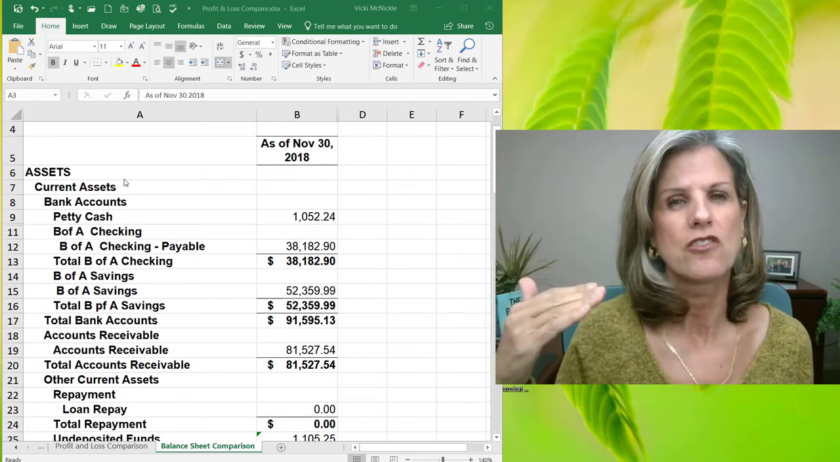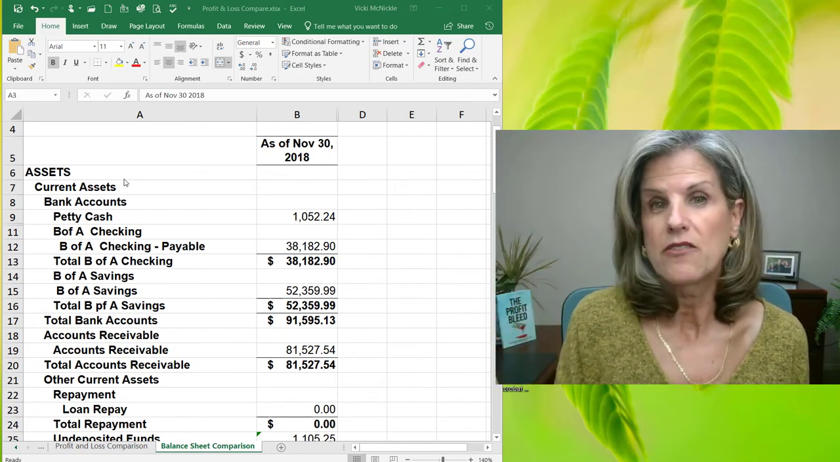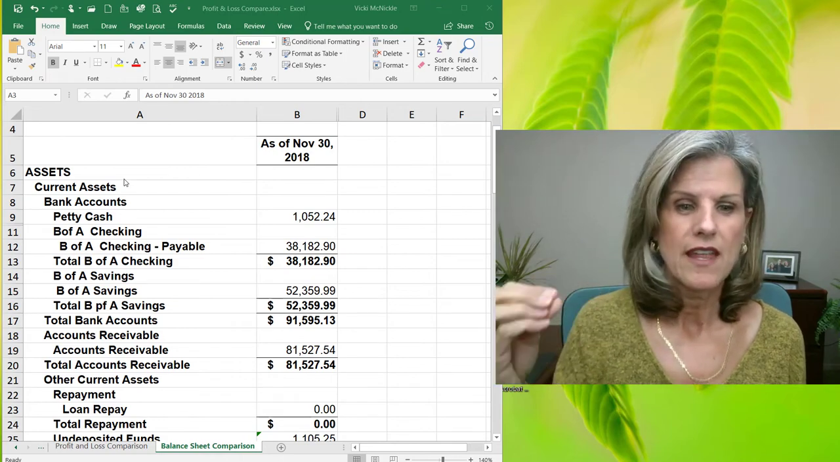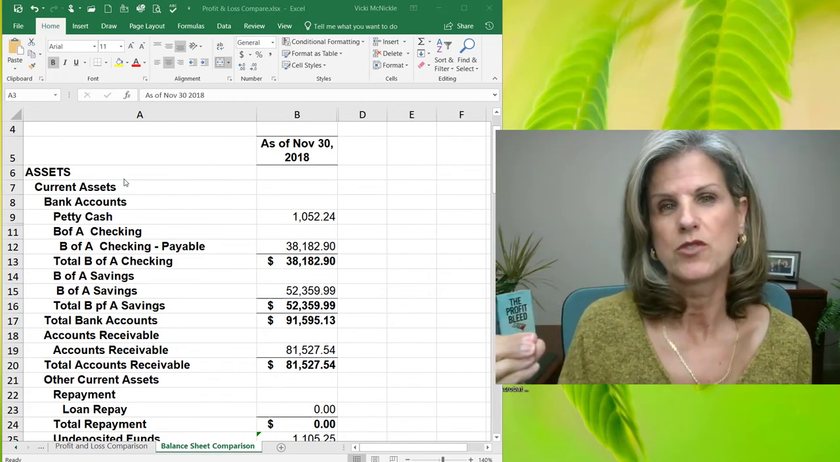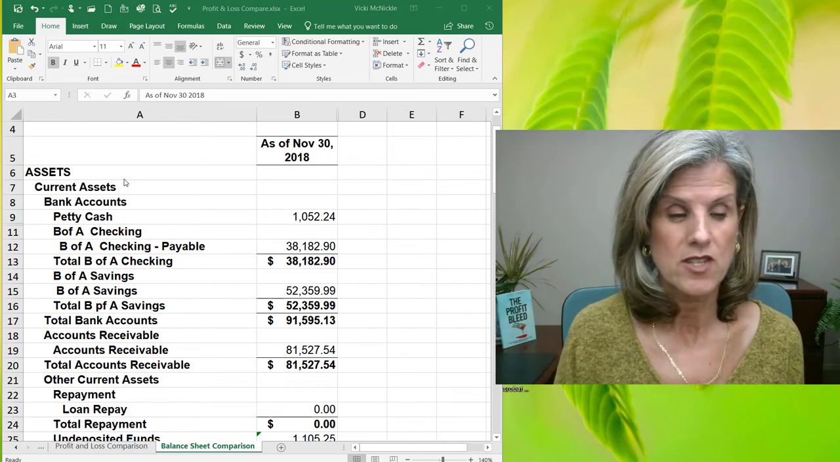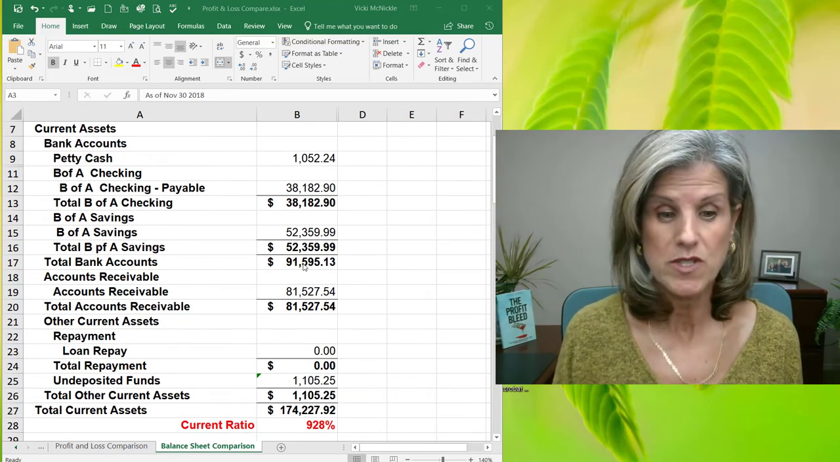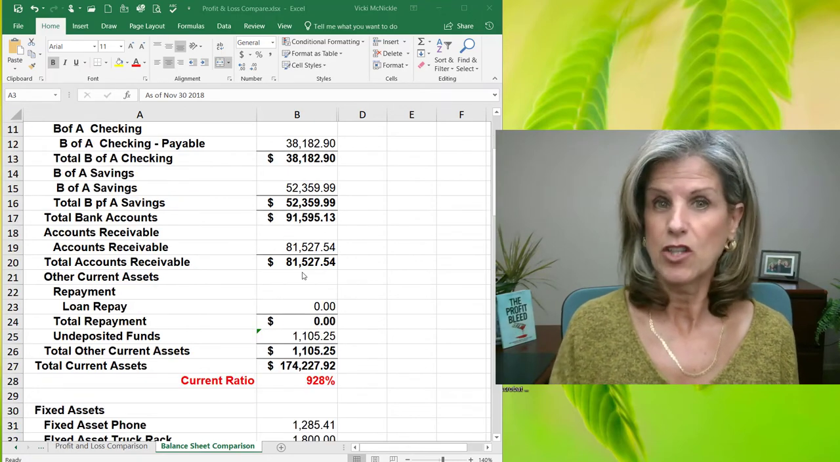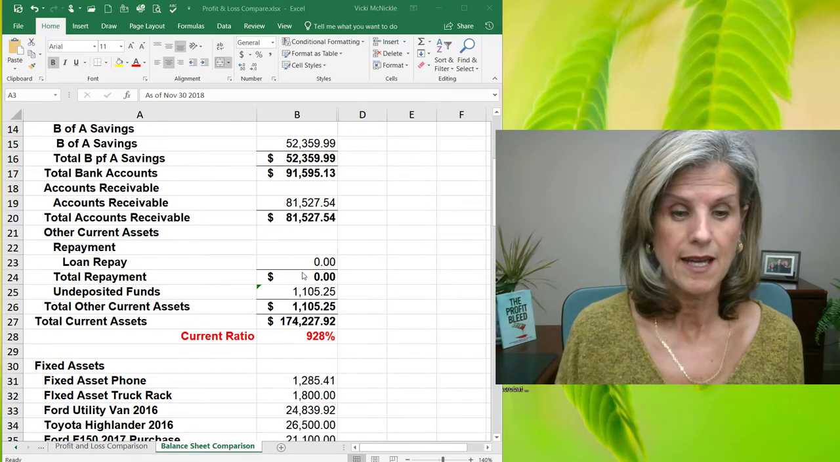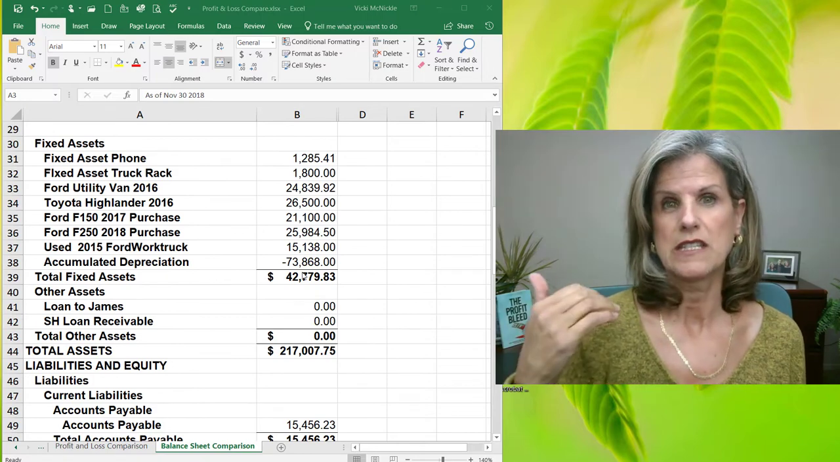The first section is current assets. Current assets by definition means that those dollars are convertible to cash within the next 12 months. Things that show up under current assets are checking accounts, accounts receivable, loans receivable, anything like that. And then the next section is fixed assets.